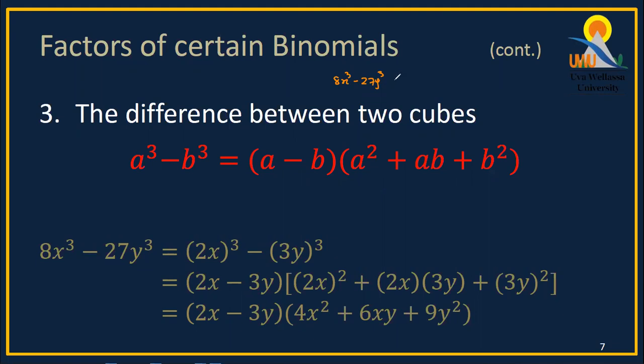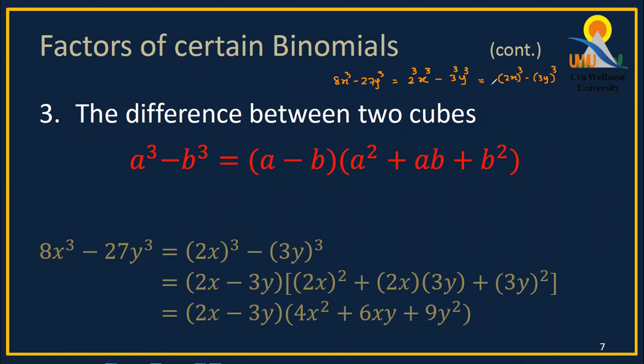Therefore, first of all, you have to rewrite these numbers in the form of cubes. Then 8 can be written as 2 to the power 3. x can be considered as x to the power 3. Then 27 is 3 to the power 3, and y is again y to the power 3. Therefore, what you can write here is 2x to the power 3 minus 3y to the power 3.